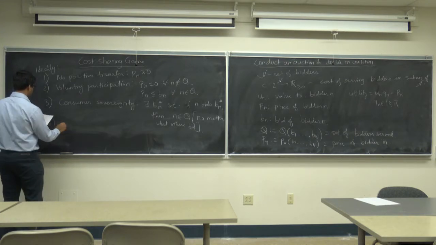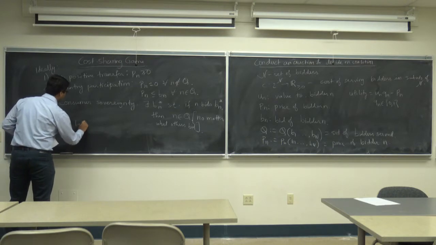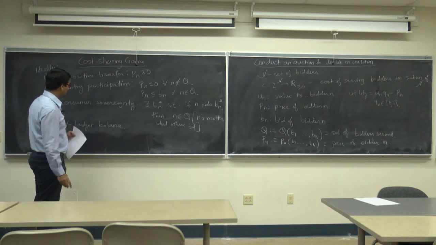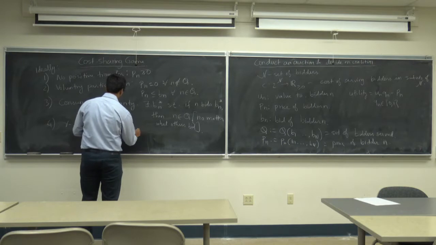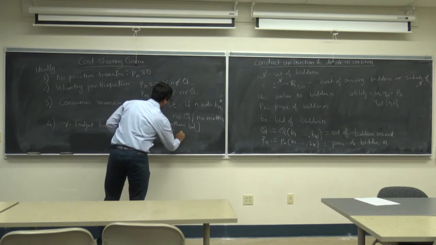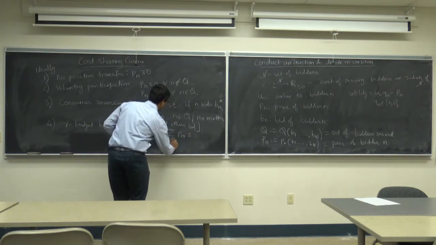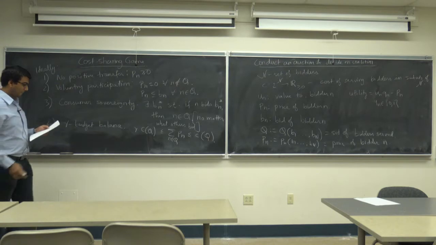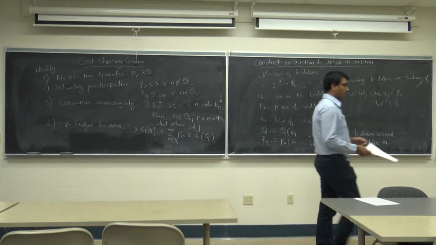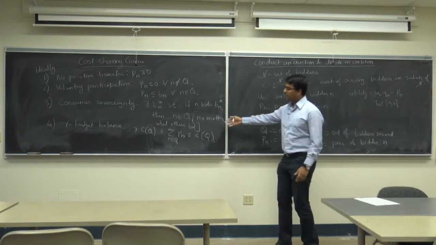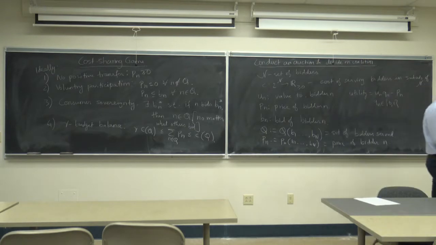And the fourth is gamma budget balance. Now this is something that I don't understand. Why would we want to run a deficit? But anyway, that's the condition imposed. Gamma times C of Q should be less than or equal to the summation of PN over n in Q, which should be less than or equal to C of Q. So we want the pricing scheme to satisfy these four conditions. That should be the ideal pricing scheme.